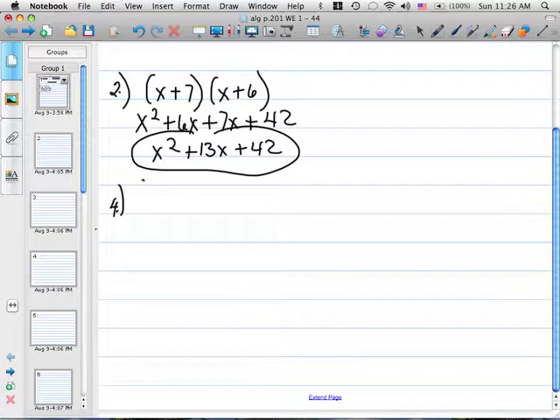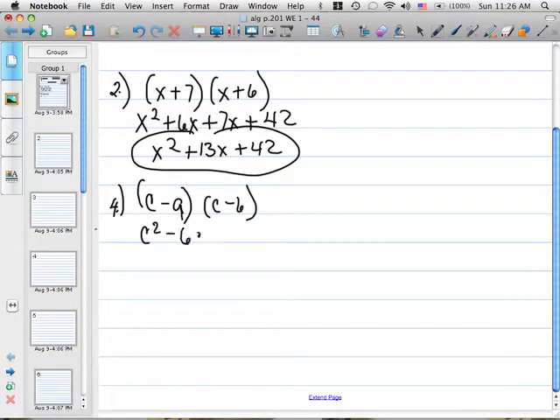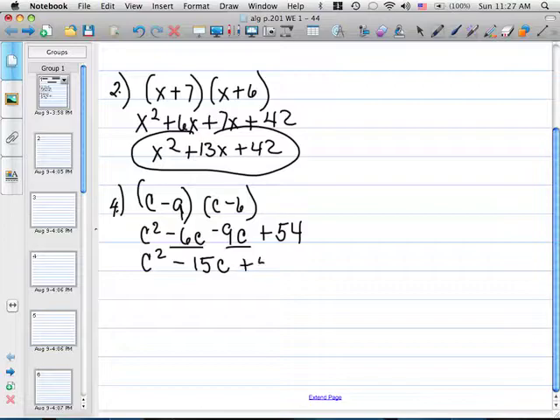Number 4, you have c minus 9 times c minus 6. First terms, c squared. Outer terms, negative 6c. Inner term, negative 9c. Last term, positive 54. Collecting like terms, you get to the trinomial, c squared minus 15c plus 54.